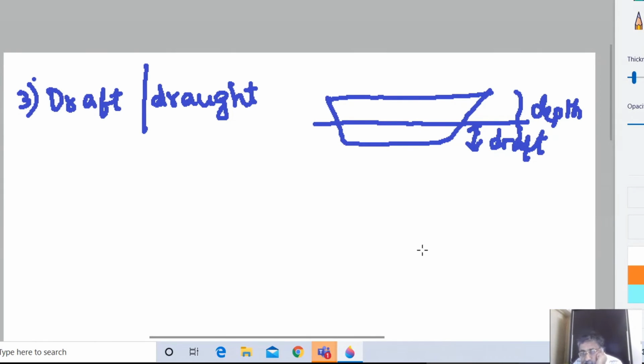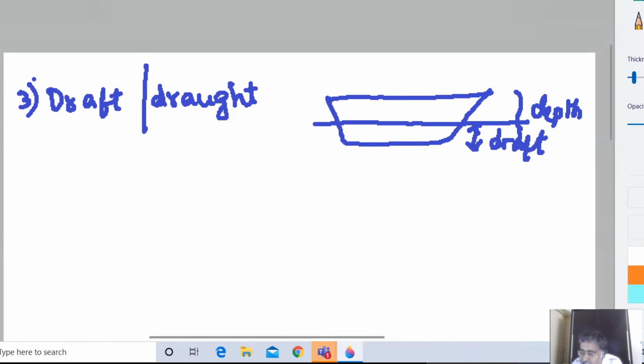So there is a problem. You define the forward perpendicular where the waterline meets the bow of the ship, right? Forward perpendicular is where the waterline meets the bow of the ship. As the load increases in the ship, the waterline changes continuously according to the load.